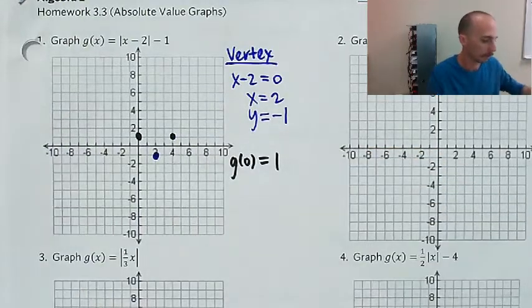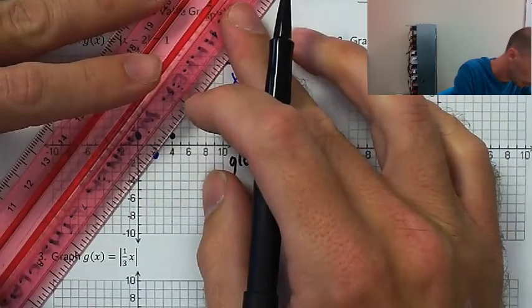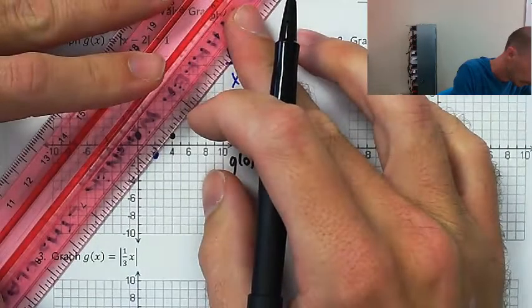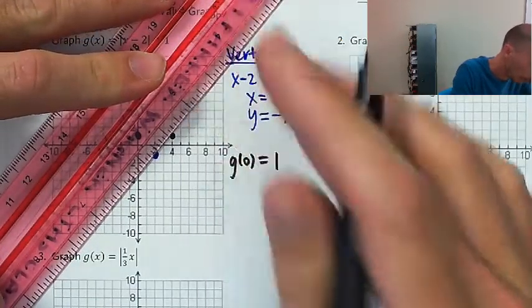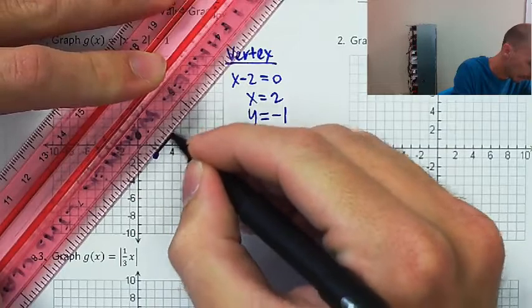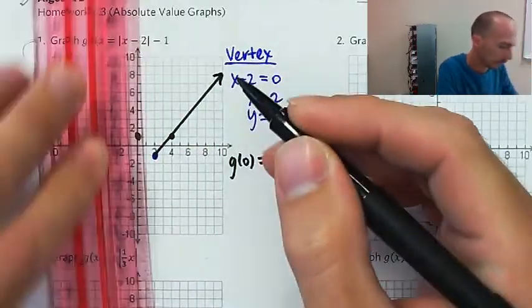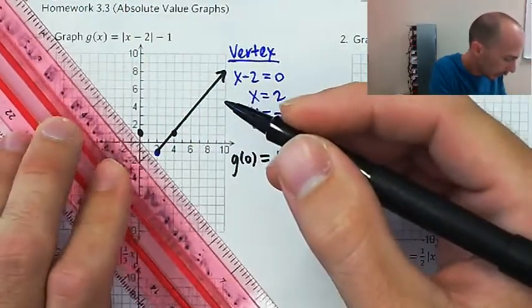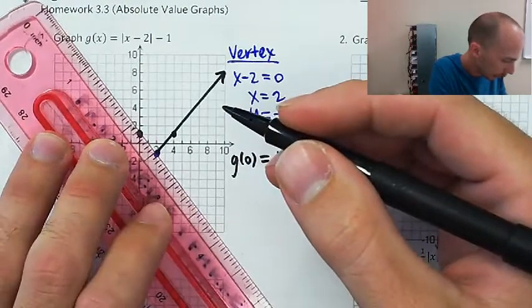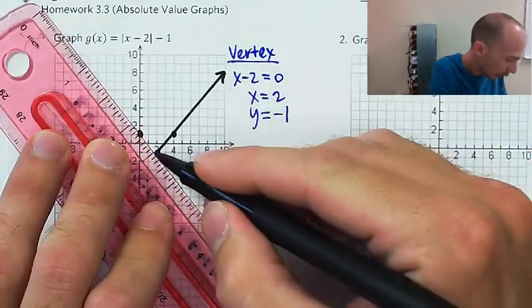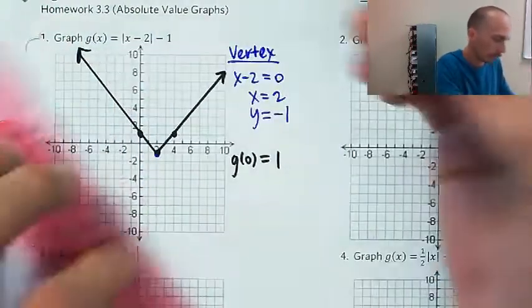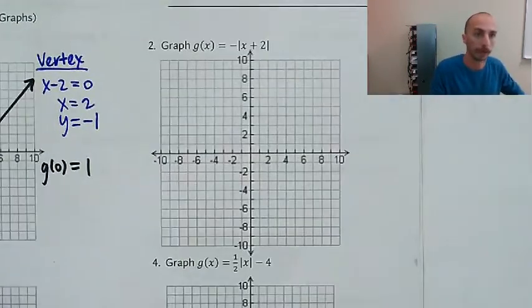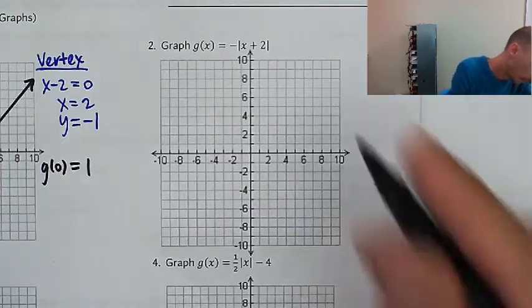Okay, and now I've got myself enough points, and I guess because we are on a grid, we want this to be pretty accurate, but that's definitely good enough. All right, and there's a graph. It's a V.